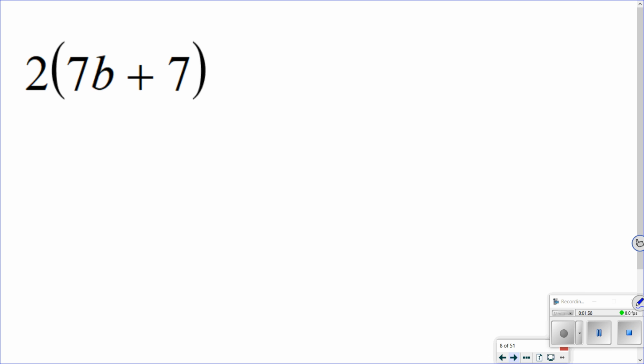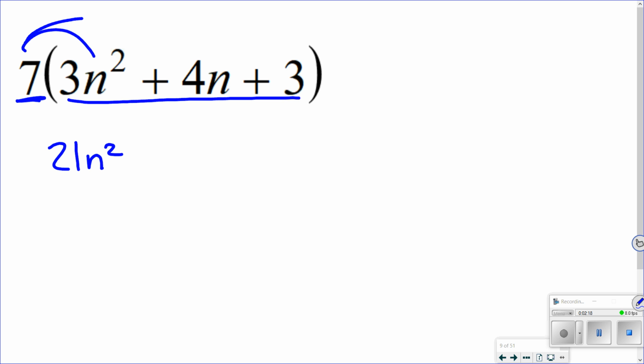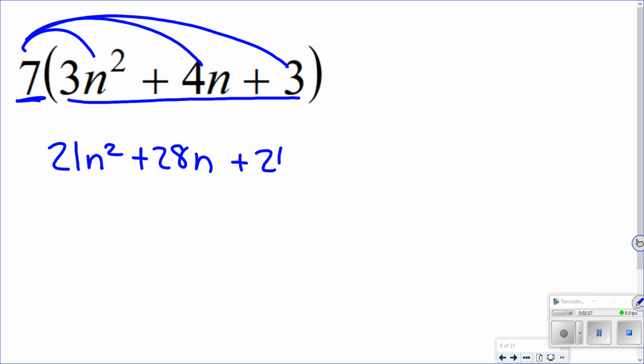Let's skip ahead a little bit. We'll try one that's just a little more challenging. Let's do this one. So now I still have a monomial. It's got one term in front, but I'm timesing it by a trinomial. It's got 3 terms. So we need to distribute, multiply that all the way through. So we're going to go 7 times 3n squared. 7 times 3 is 21. 7 times 4, 28n. And 7 times 3. So just distribute that all the way through. There's our answer.